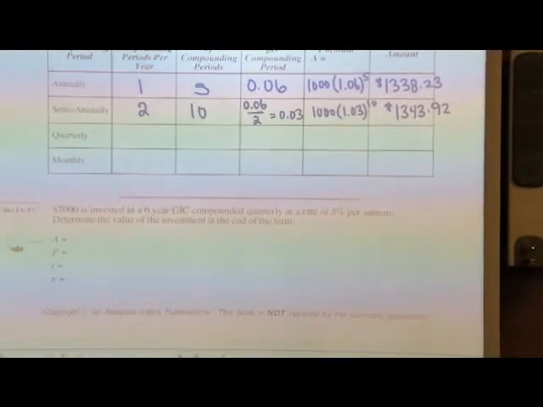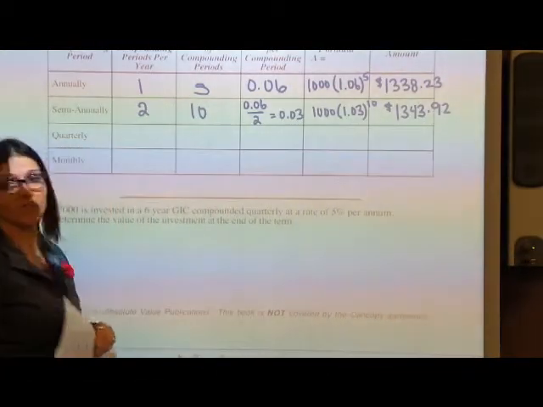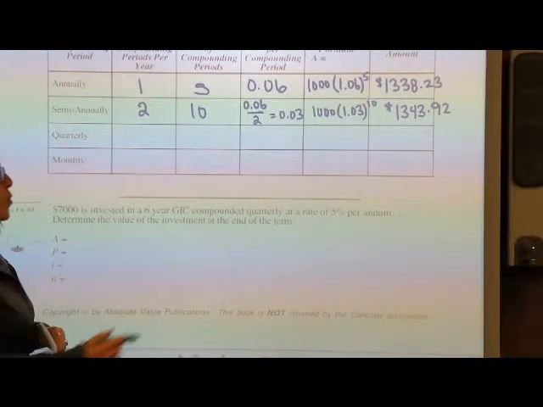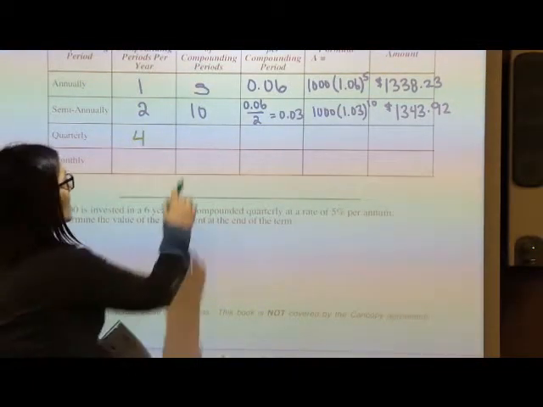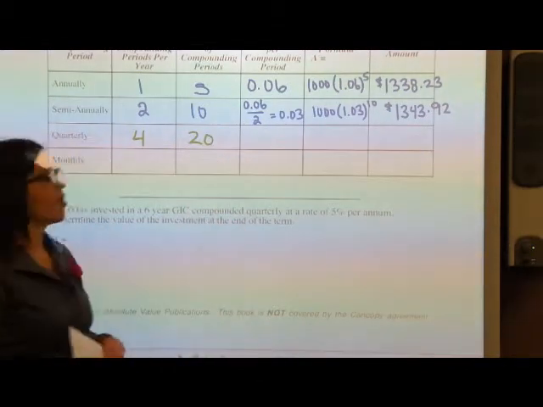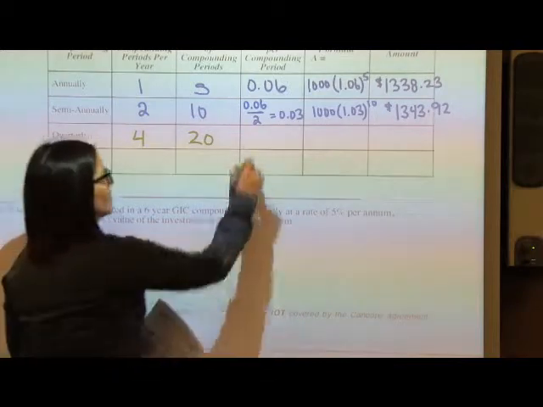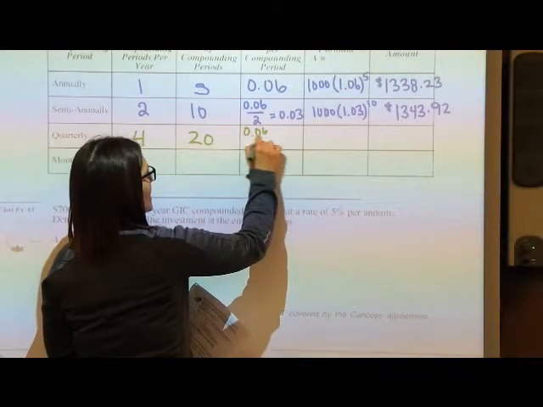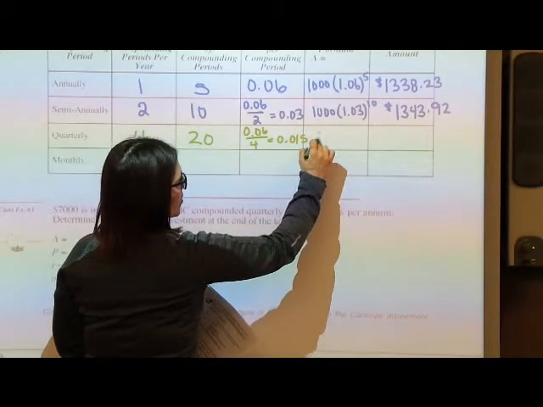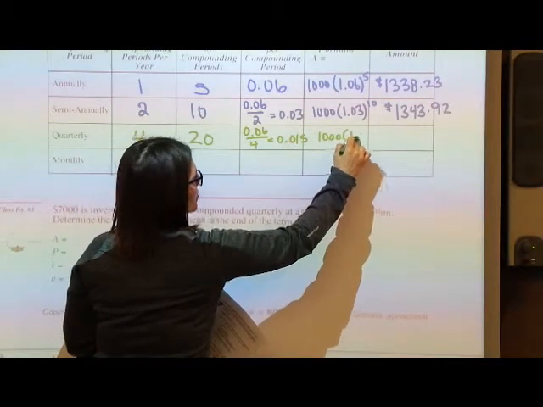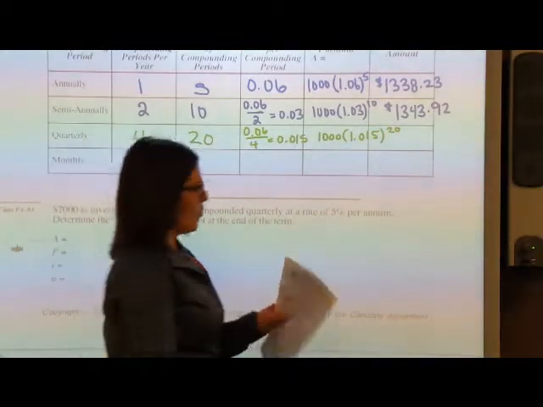Let's look at these 2 rows. Quarterly has how many compounding periods per year? 4. So in 5 years, how many compounding periods? 20. And then what is the interest rate per compounding period? 0.015, right, because I take the 6% and divide it by 4. So then my formula becomes 1,000 times 1.015 to the power of 20, which gives me $1,346.86.